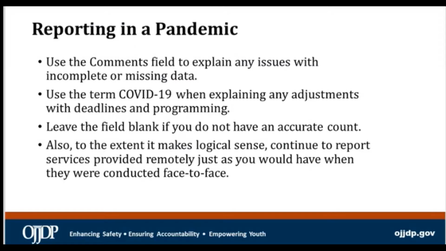You're encouraged to use the narrative field that asks for additional information about effectiveness to describe COVID-19 related adjustments to programming and other activities not captured elsewhere on the form. If you cannot provide an accurate count for numerical progress report fields, because project partners do not have access to files, for example, you should leave those fields blank rather than providing estimates.